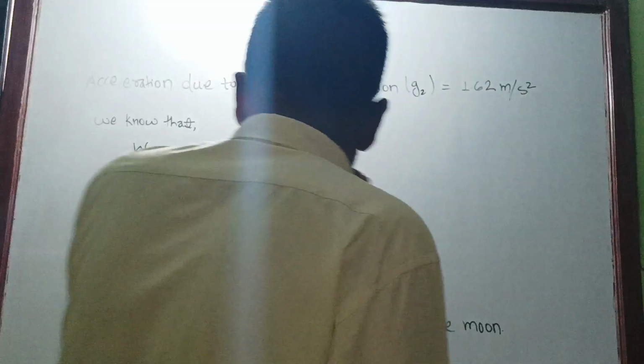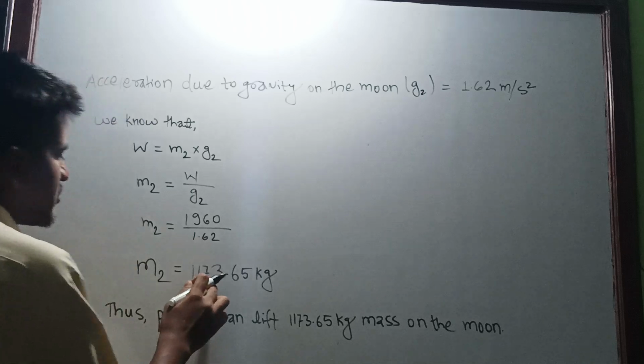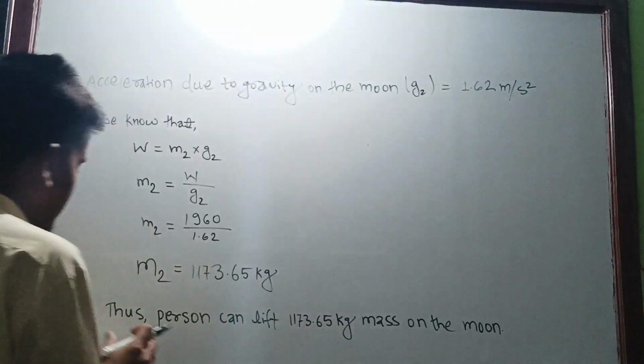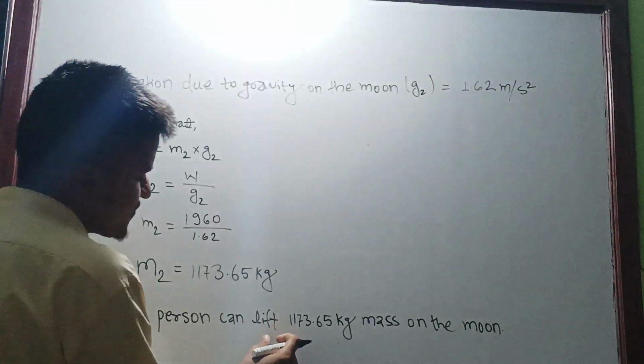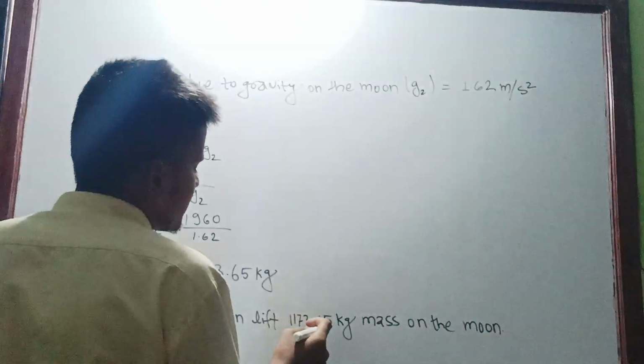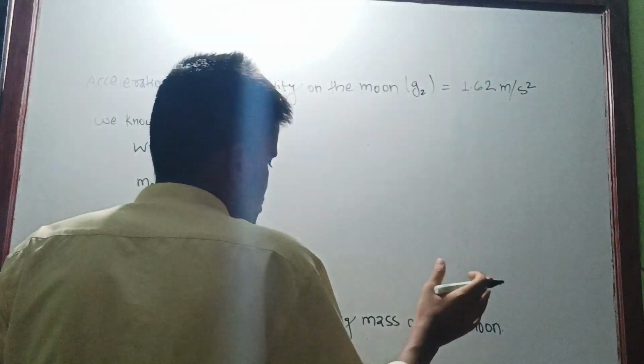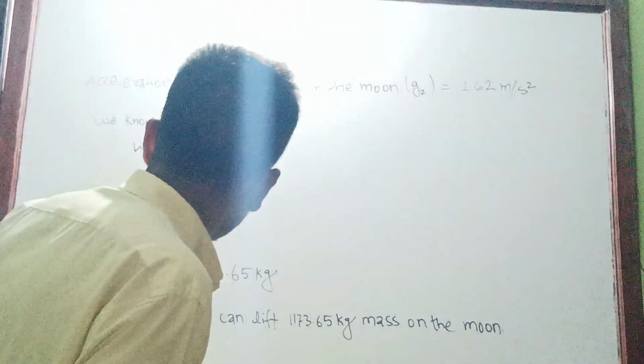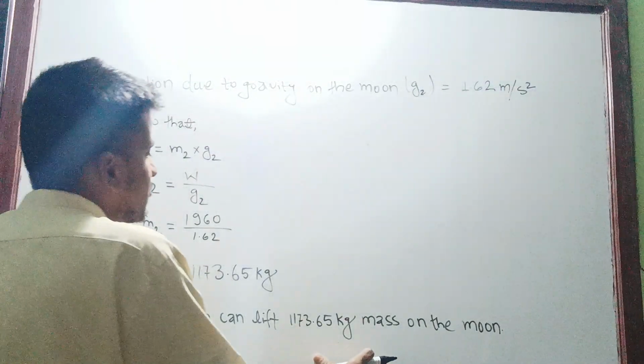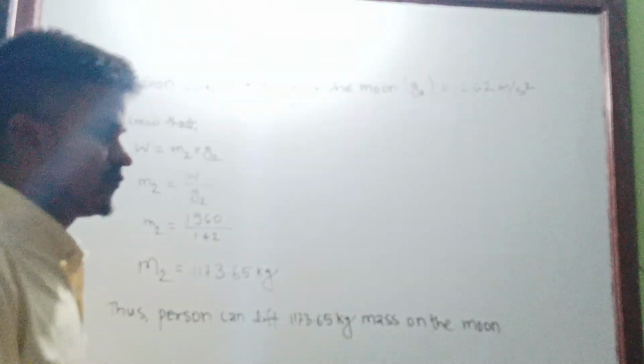So that is why m2 equals 1173.65 kg. Thus the person can lift 1173.65 kg mass on the moon. Now this is our answer, and in this way we can conclude it so that it will look beautiful.